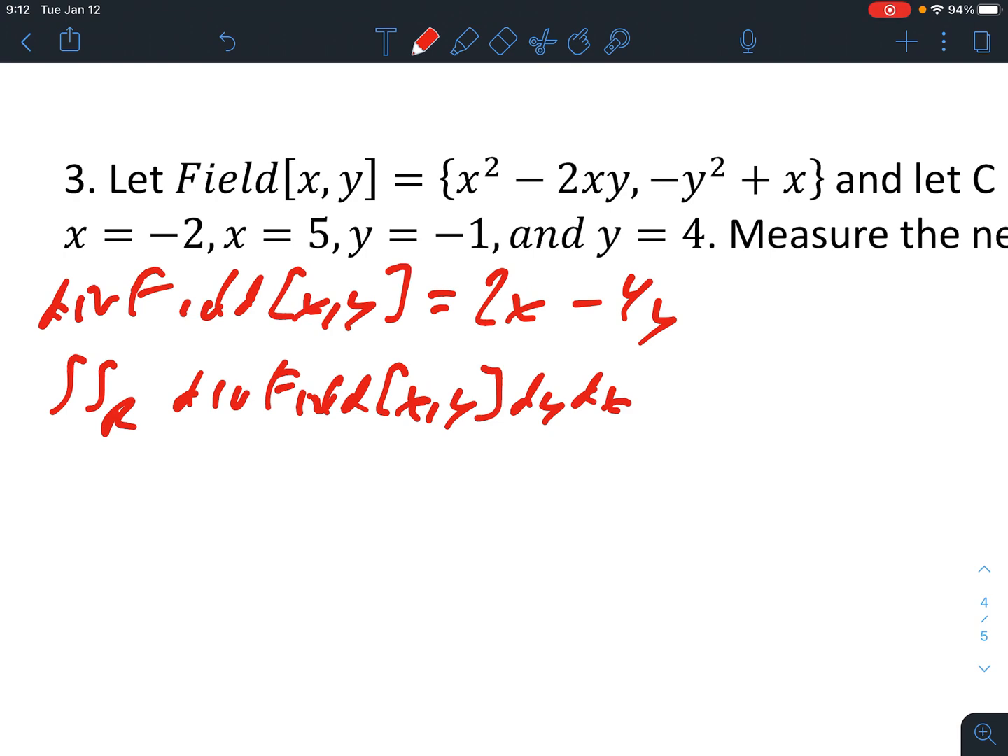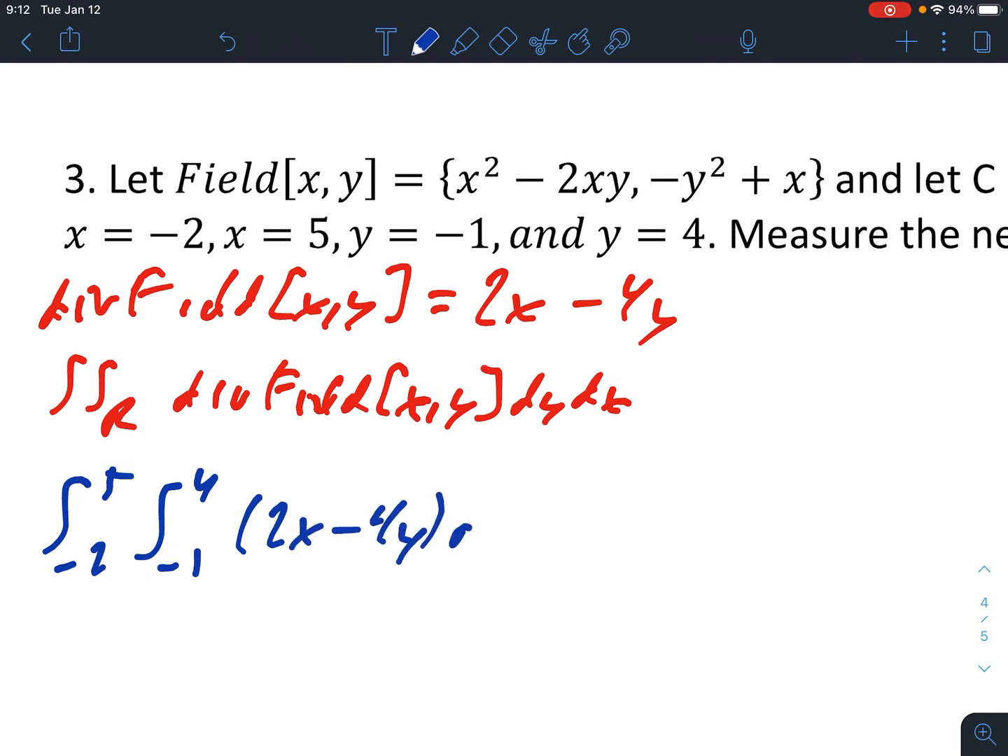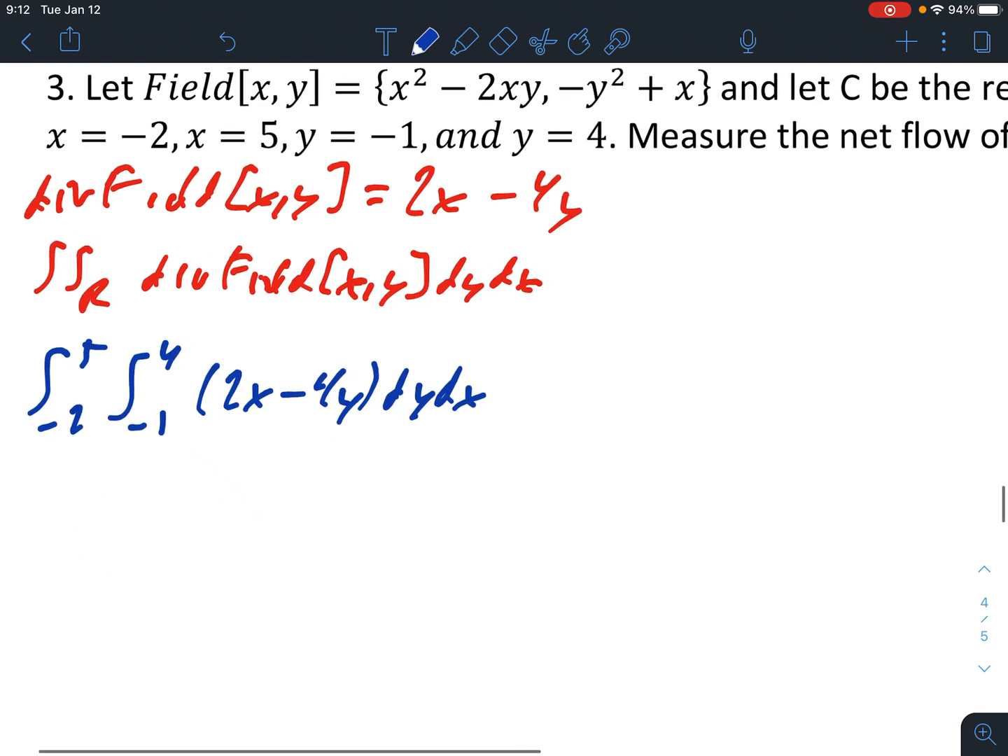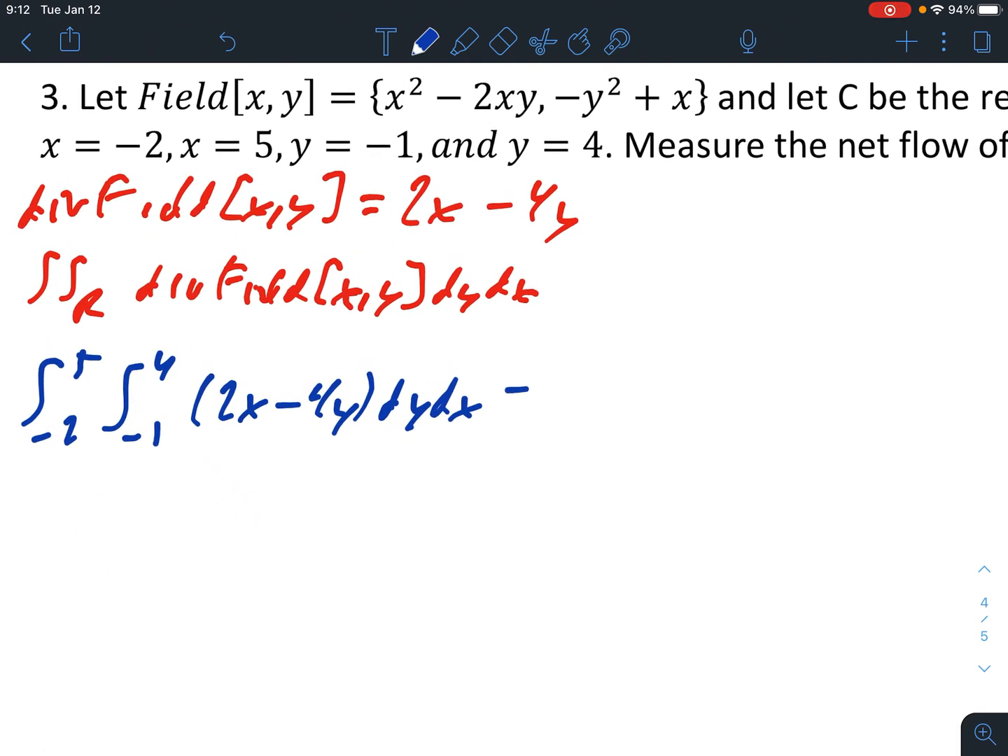Okay, so let's take a look at our double integral here. Our x bounds are negative 2 to 5. Our y bounds are negative 1 to 4. And our divergence of the field is 2x minus 4y. And then we're just going to go ahead and calculate that double integral. Remember, first we're integrating with respect to y.